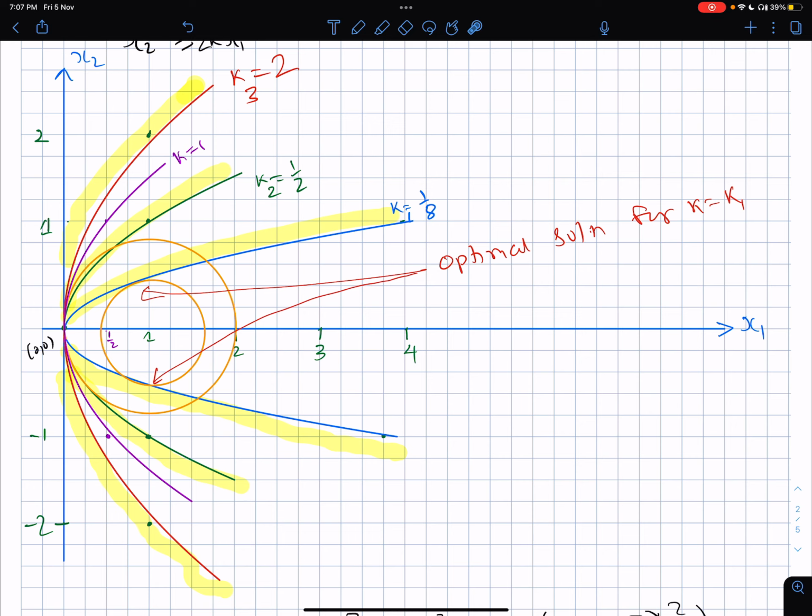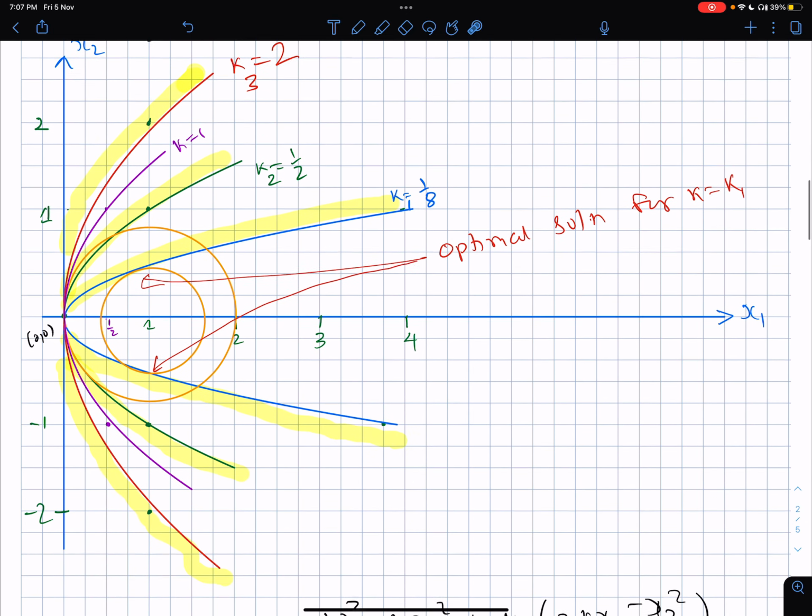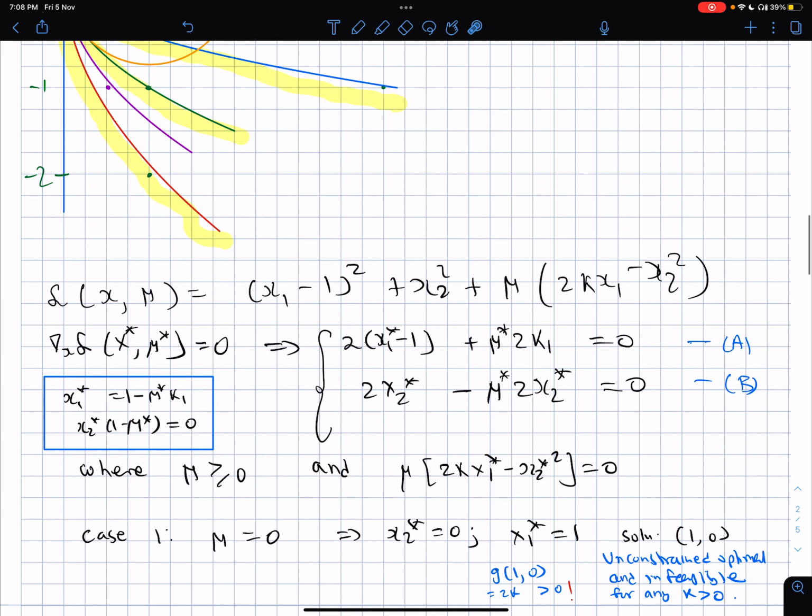But for k's which are large, these points will not exist at all, and you will touch only at 0, and then 0 will become an optimal point. So this is what our geometry is saying. Now let's get this story through the Lagrangian multipliers, the algebraic way.